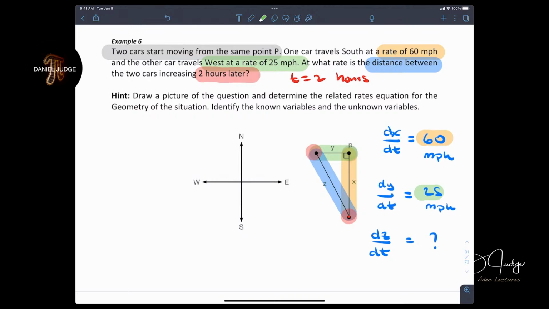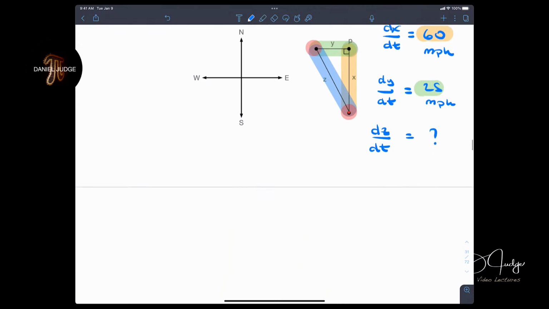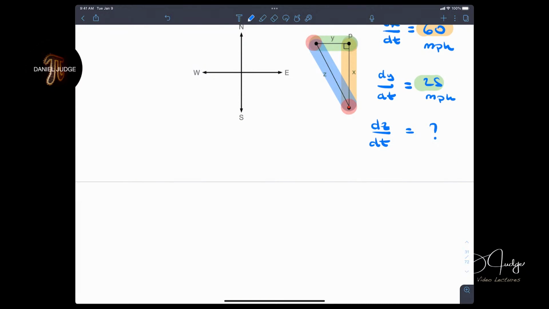And then you might say, well, what do we know about these variables, x, y, and z, and geometry? Well, this is a right triangle. So by nature of this question, traveling due south and traveling due west creates a right angle here, so it's a right triangle. So by Pythagorean theorem, we know that z squared will be x squared plus y squared. That's what we know about this particular geometry.